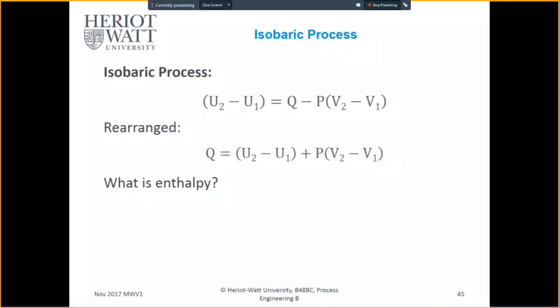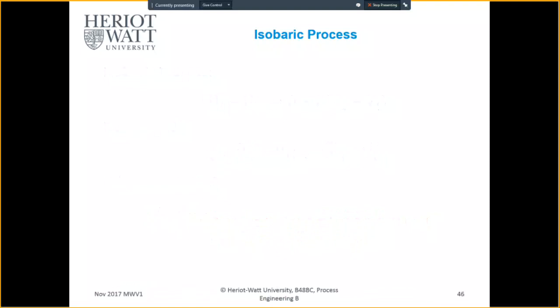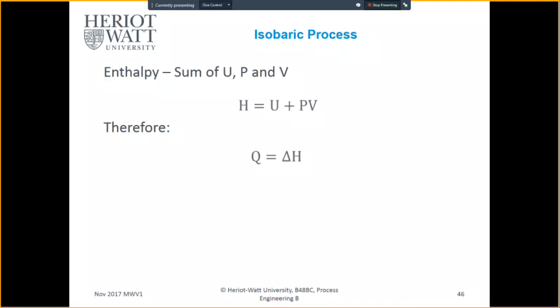But what is enthalpy here? Enthalpy is a change in energy as a result of thermodynamic process, right? So how can we apply this to the previous equation? So enthalpy is the sum of internal energy, pressure, and volume. H equals U plus PV. So the change in enthalpy equals the change in U plus the change in volume in relation to isobaric process. Therefore, your heat input is equal to change in enthalpy for ideal situation. So if you go through those equations, you'll get Q equals delta H.